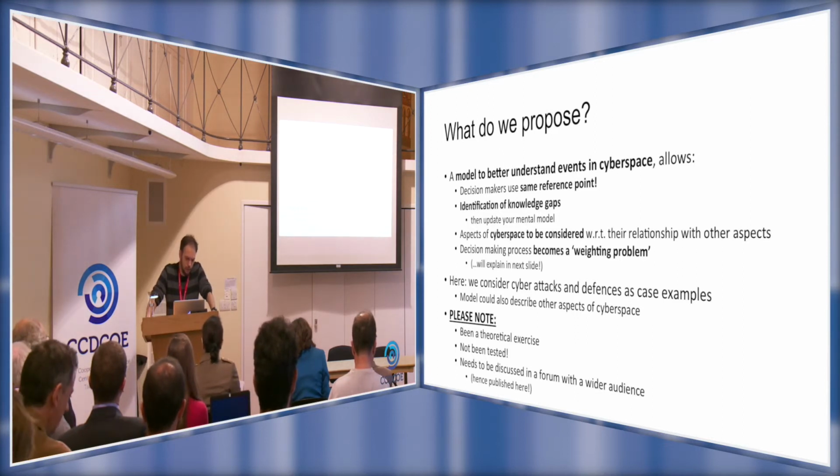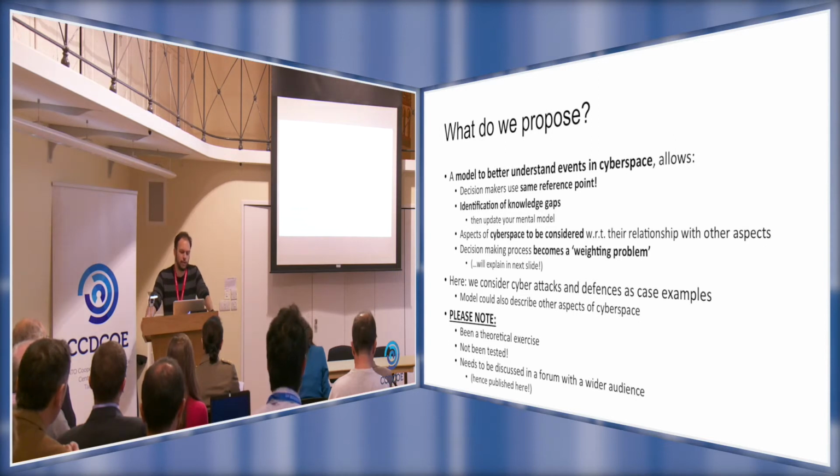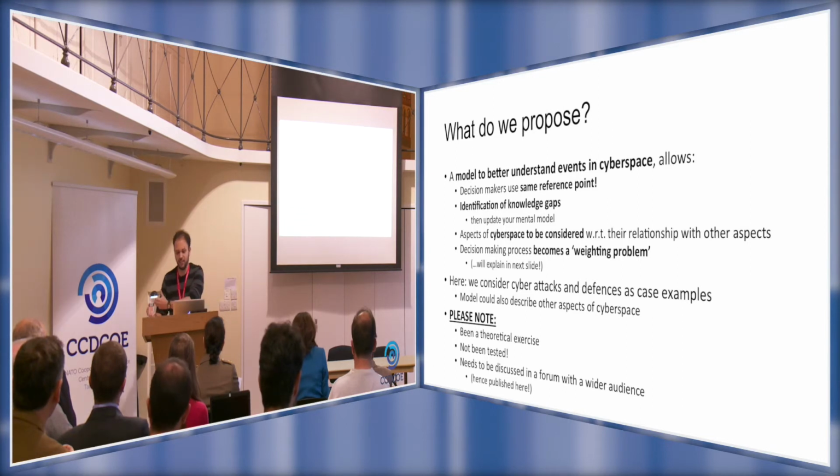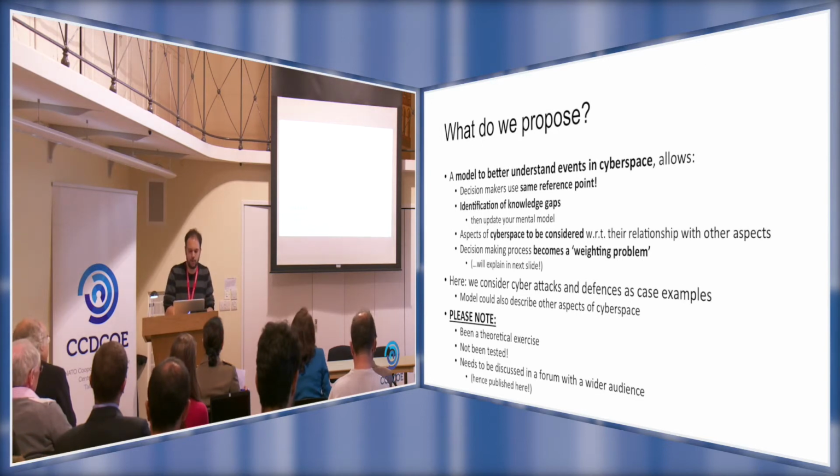Our model is also attempting to look at different aspects of cyberspace with regards to their relationship with other aspects in cyberspace. I'll show that in a second, but we also consider the decision-making process a weighting problem, and I'll describe what that exactly means in a second. We also consider this in terms of cyber attacks at the moment, but like I said, you can obviously expand this. Please note though, it's been mostly a theoretical exercise, not been tested, and that's where we want to go next with it.